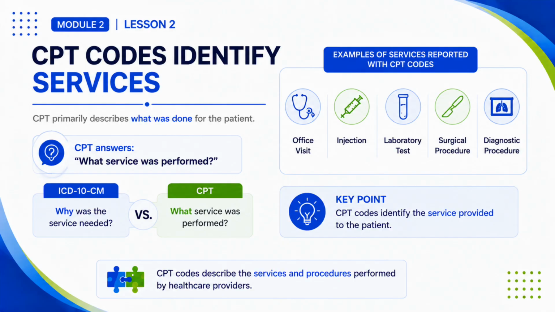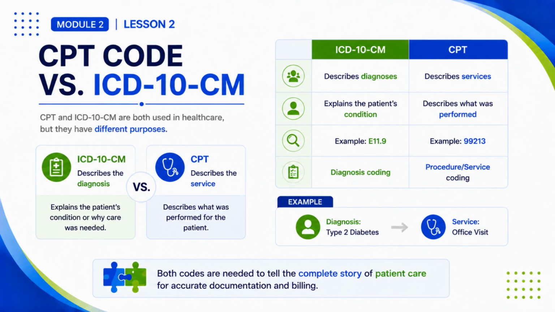ICD-10-CM is different because it describes the patient's diagnosis or condition. Remember, CPT tells you what was done. CPT and ICD-10-CM serve different purposes. ICD-10-CM reports diagnoses, while CPT reports services and procedures. For example, E11.9 can report type 2 diabetes, while 99213 may report an office visit. Together, they help describe the patient's healthcare encounter.